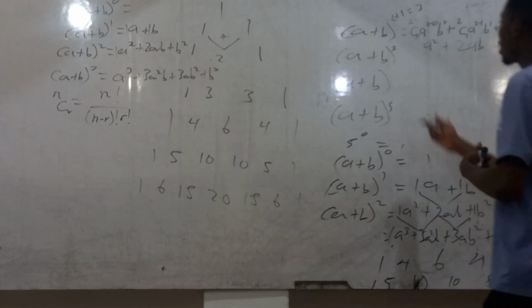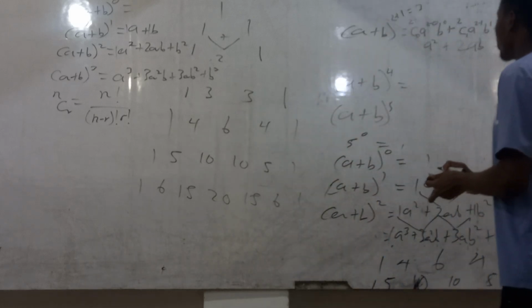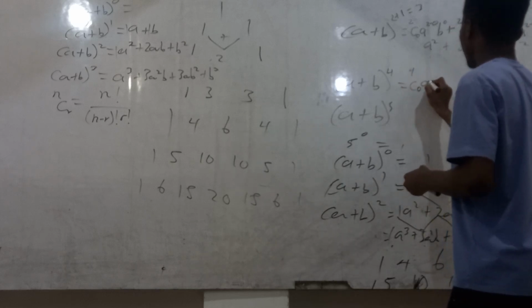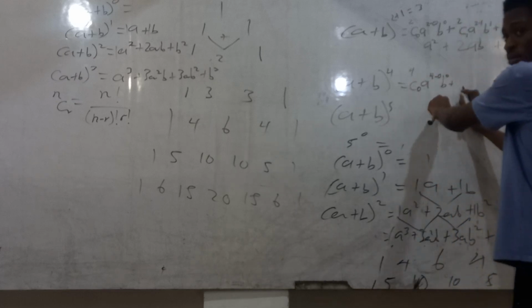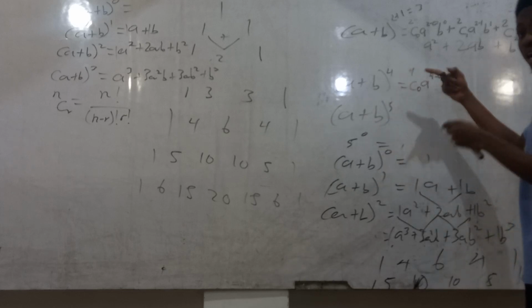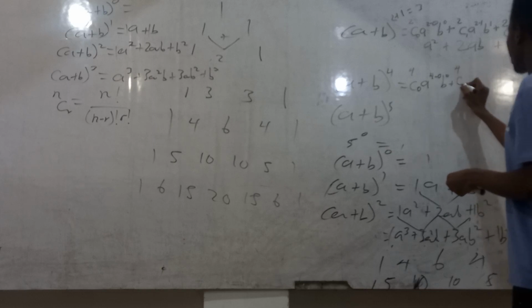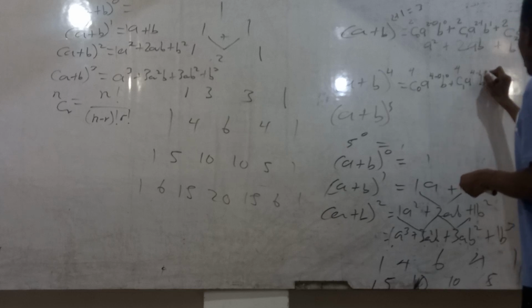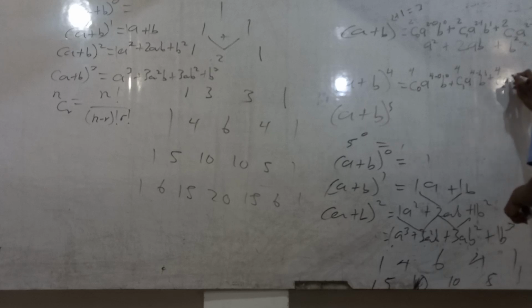So let's try exponent 4. Let's clean this 3. Let's try 4. So it becomes 4 combination 0. A to the power 4 minus 0. B to the power 0. That's the first thing. And you know that it should have 5 terms. Okay? So the second term becomes 4 combination 1. A to the power 4 minus 1. B to the power 1. The third term becomes 4 combination 2. A to the power 4 minus 2. B to the power 2.